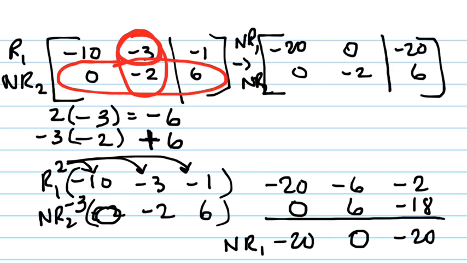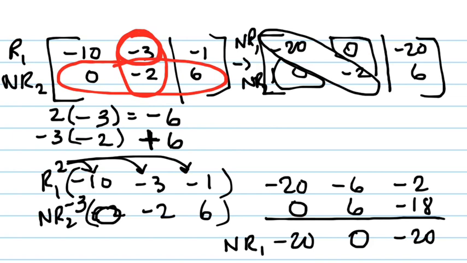Oops, I'm sorry, I forgot to put that in there. Now do you notice I have numbers on the diagonal, and I have 0 here and 0 there. And that's what I'm looking for.